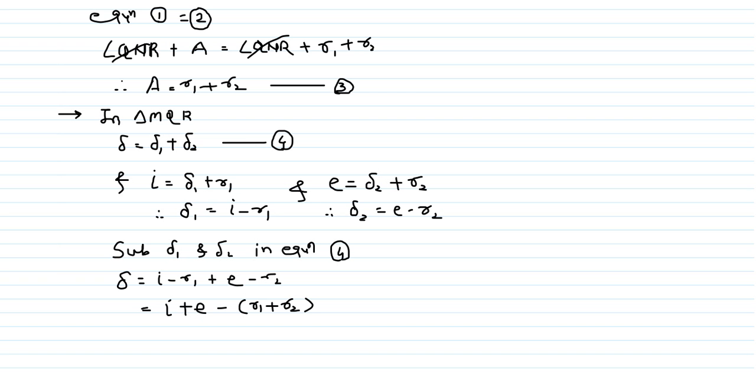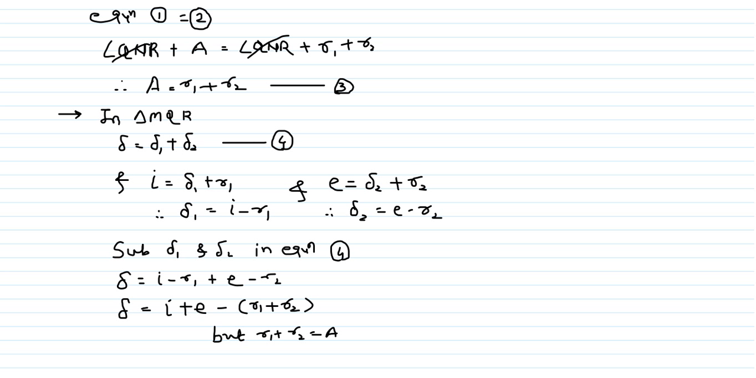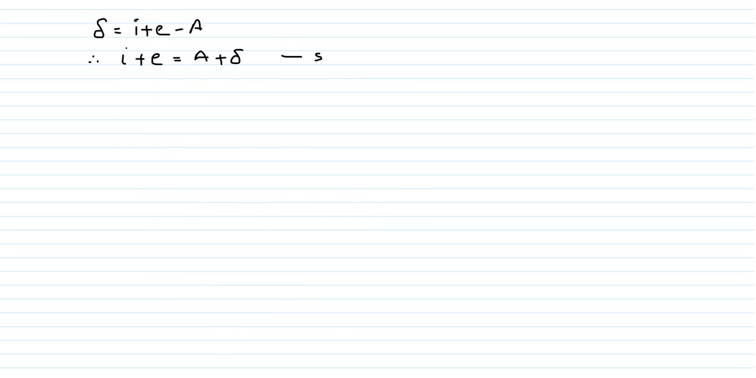But R1 plus R2 is equal to A. So our equation becomes delta is equal to I plus E minus A. Therefore you can say I plus E is equal to A plus delta, right friends? So after equation 4, it is equation number 5, and you can say it is a derivation, a relation between I, E, A and delta.